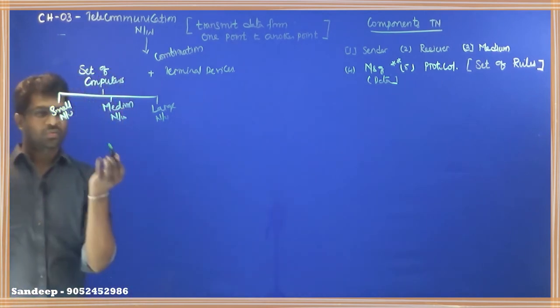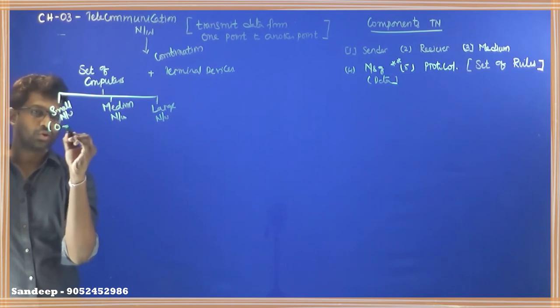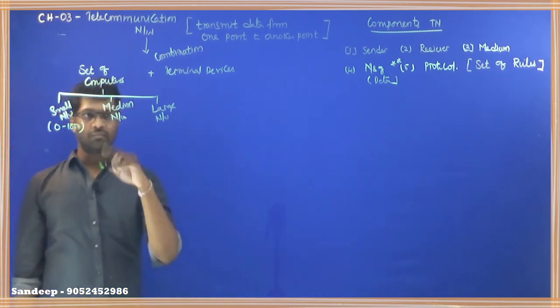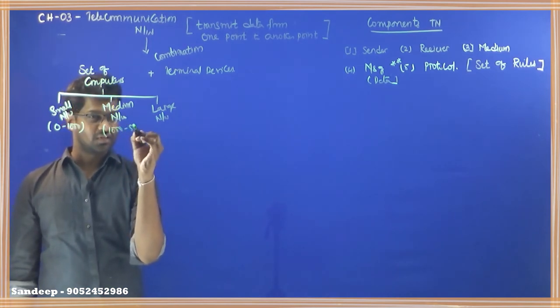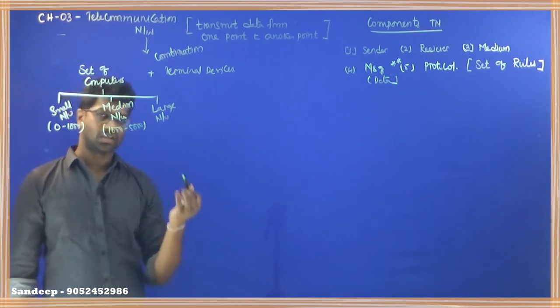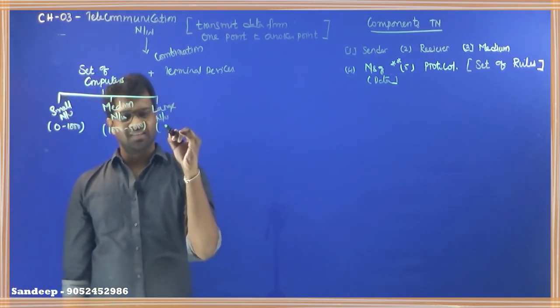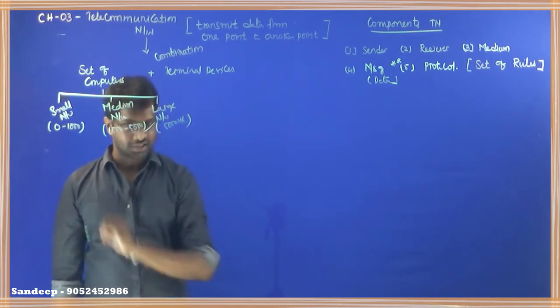Okay. So what do you mean by a smaller network? If I connect 0 to 1000 computers, I can call it a smaller network. What do you mean by a medium network? If I connect more than 1000 computers but less than 5000, it is called a medium network. What do you mean by a large network? Anything which I connect more than 5000, I can call a large network.